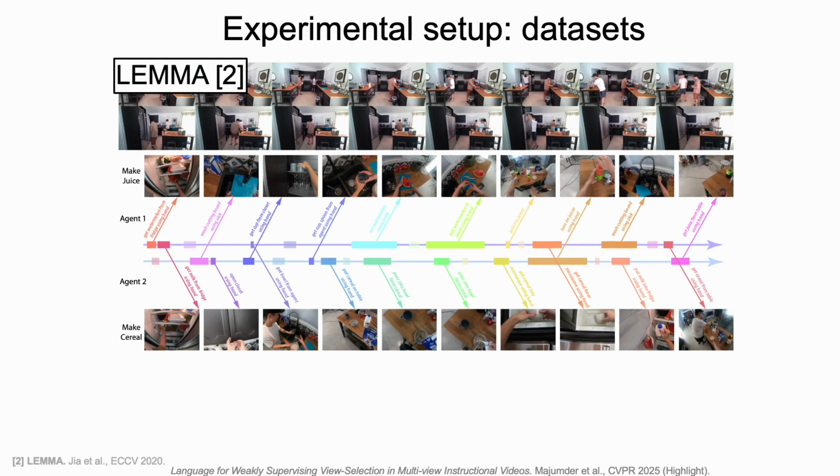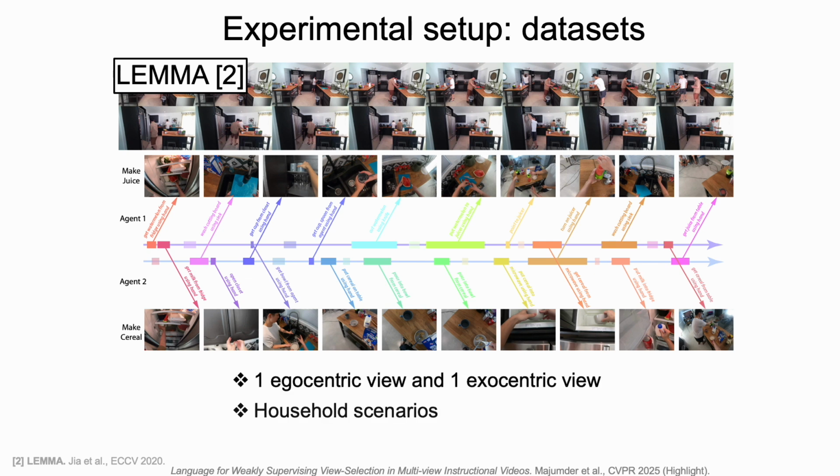Our second dataset is Lemma. Unlike EgoExo, Lemma videos have one ego view and only one exo view. Besides, Lemma consists of only household scenarios like watching TV or watering plants, and its narrations are in the form of verb and object annotations per a predefined vocabulary. These two datasets together let us test our model on a diverse set of scenarios and camera configurations.